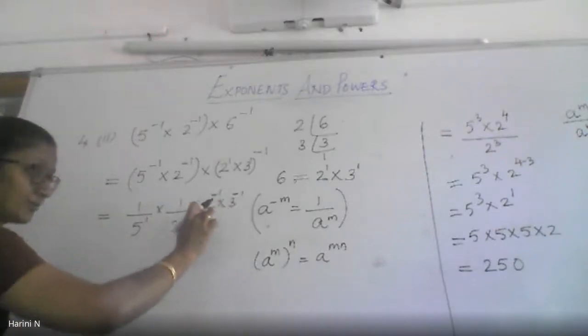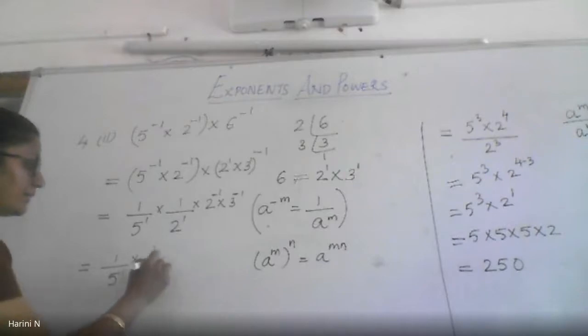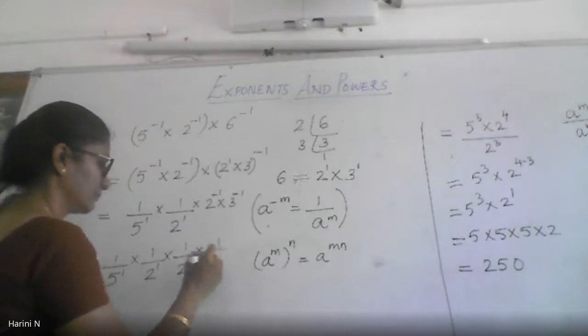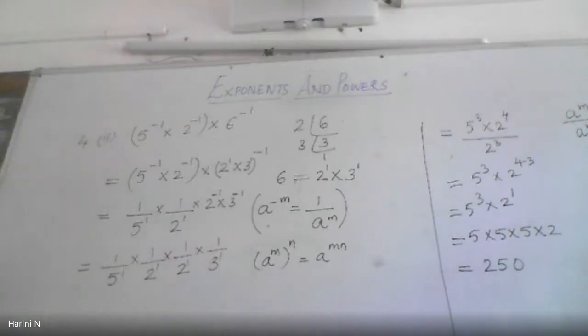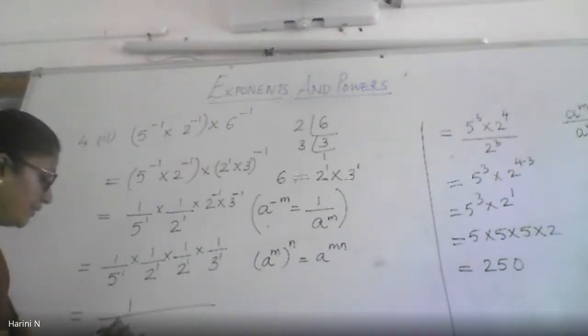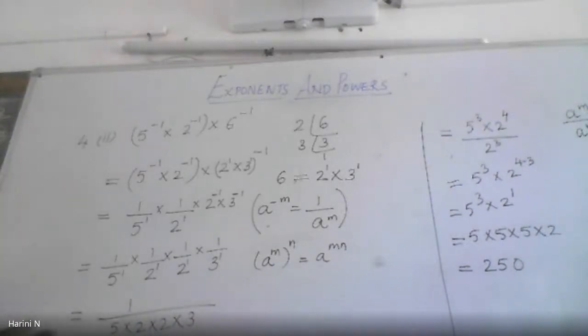So what next? Again you have negative powers in the numerator. What should you do? Convert it into positive powers by bringing it down to the denominator. So now I have all the powers as positive powers and all the numbers are existing in the denominator. So you have to multiply all that is in the denominator, that is 5 into 2 into 2 into 3. So this is 5 2s are 10, 2 3s are 6. So my final product will be 1 by 60.